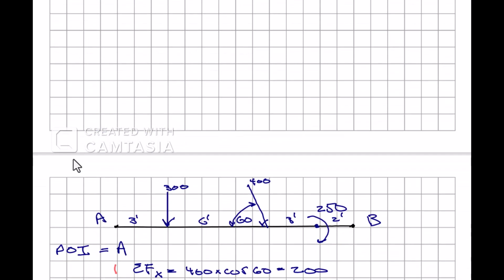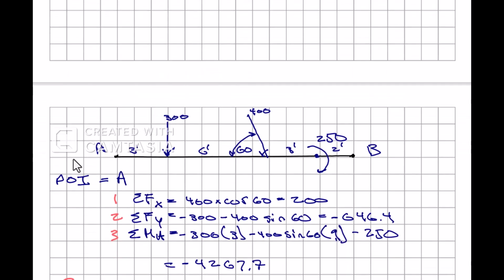So here we have a problem where we have a beam. I've simplified it, okay, and it has a load of 300, another load of 400 at a 60-degree angle. It also has a moment, okay, going in clockwise direction there, and 250 located 2 feet from the end of B. Our point of interest here is going to be A.